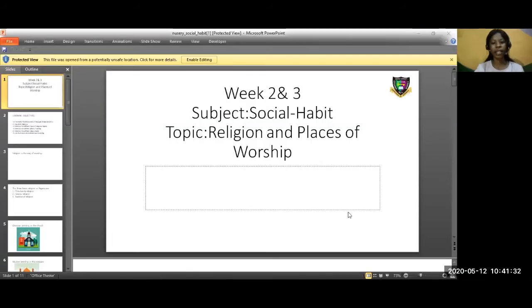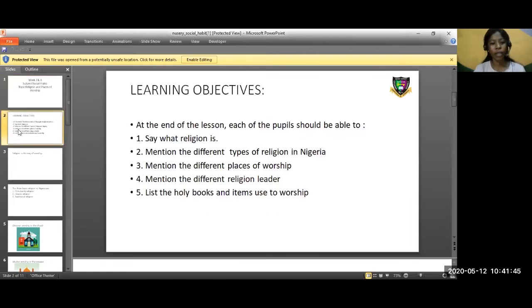Today's topic is religion and places of worship. The subject is social habits. The topic is religion and places of worship. Learning objectives. At the end of the lesson, each pupil should be able to say what religion is.